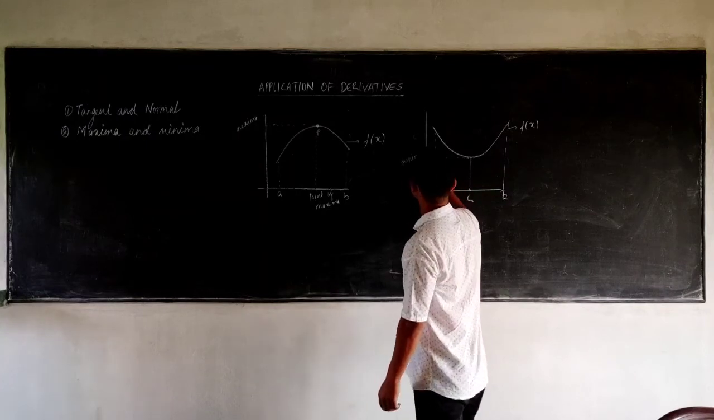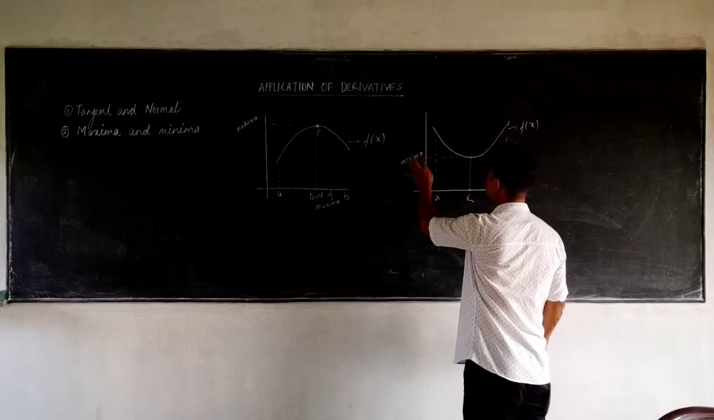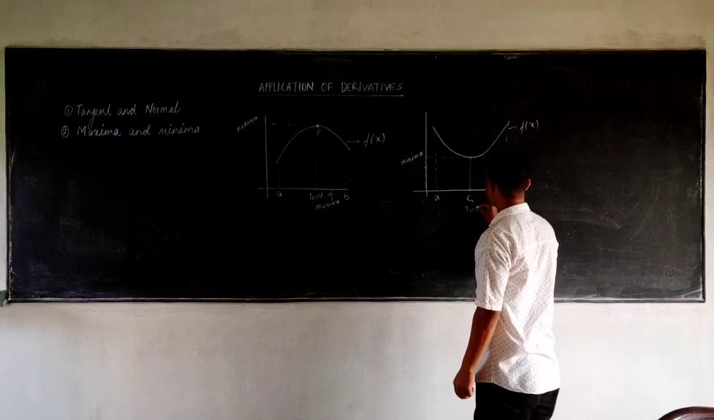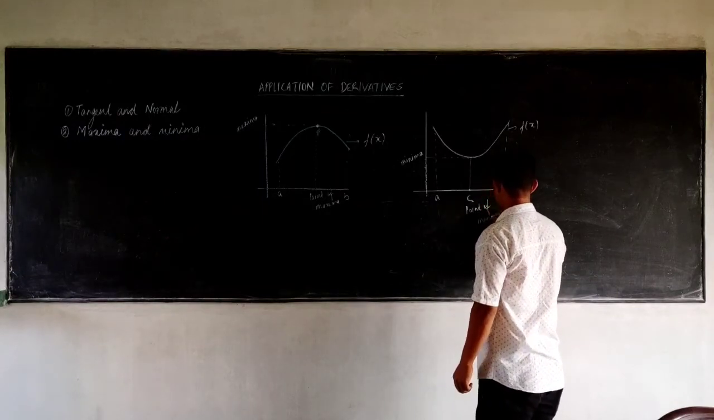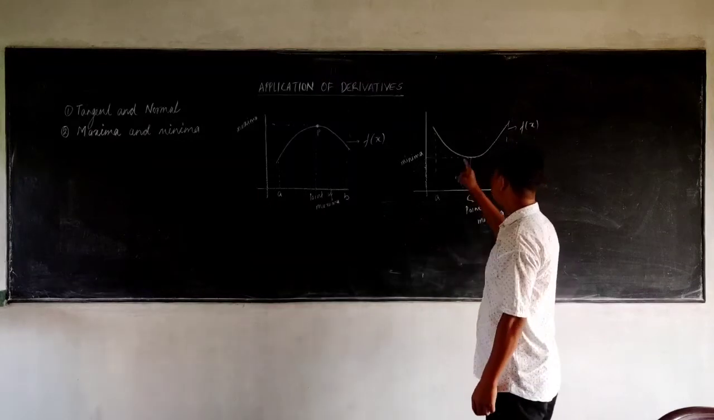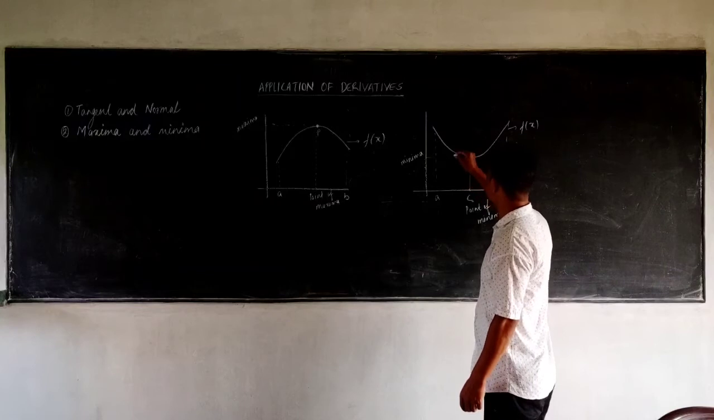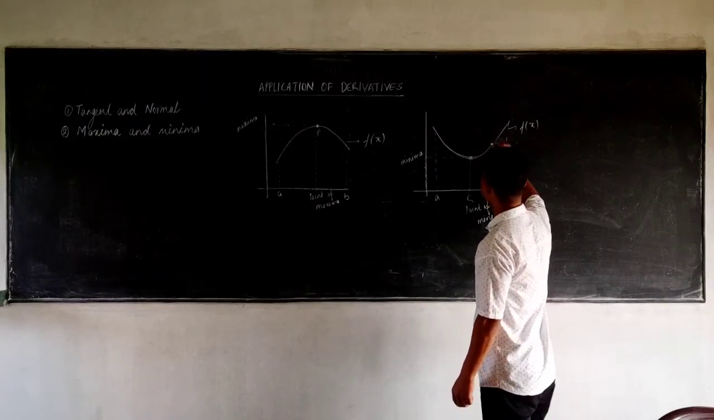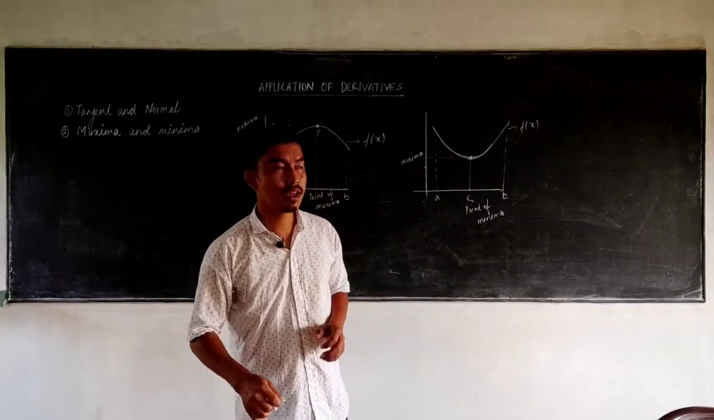A minimum value is known as the minima, and the point at which the curve attains a minimum value is known as the point of minima. And also, if you notice, at the point of minima, the curve, the decreasing function, starts changing into an increasing function. So this is the basic concept of the maxima and minima.